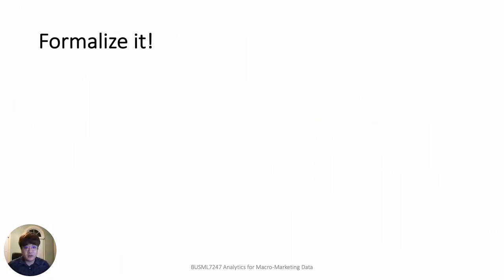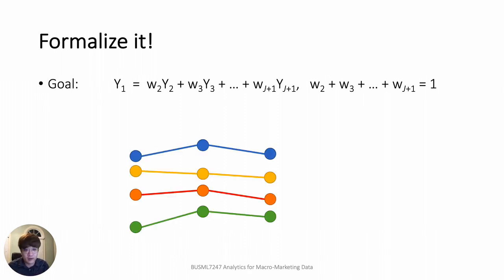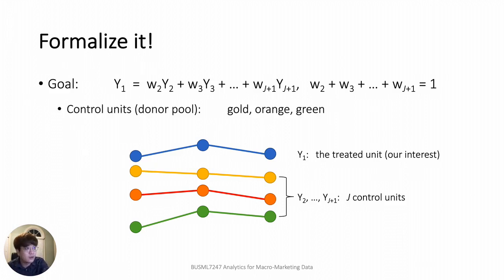This idea of synthetic control methods can be formalized as an equation as follows. The goal is to estimate this equation from the data during the pre-intervention period. Here, Y1 denotes the unit of interest or the treated unit, like the blue dot in this example. And Y2 through Yj plus 1 are the control units. Sometimes they are called the donor pool. In this example, we have gold, orange, and green control units in the donor pool.